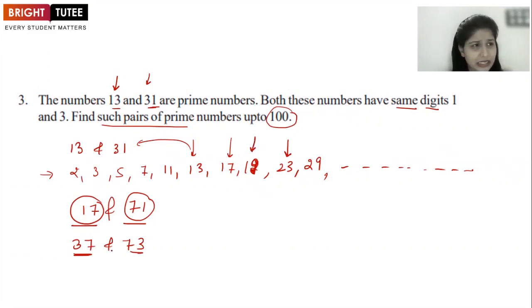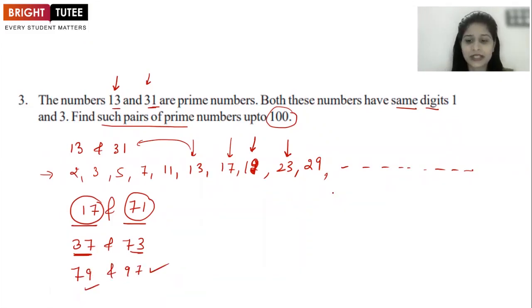So 19 reverse is 91, but 91 would be divisible by 7 as well as another number. So it will not be a prime number. 91 is not a prime number. So figuring out, you have to find other pairs. There is one more pair which will use the same digits and will be prime. That is 79, and the reverse of it is 97. So these two are prime numbers and have the same digits.